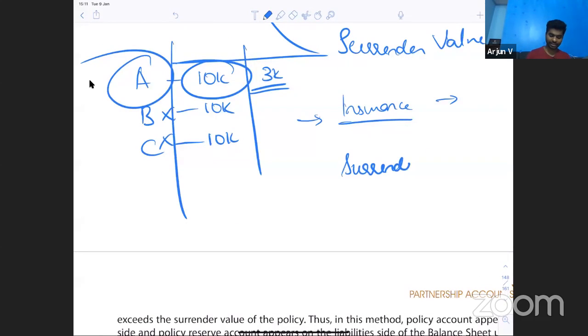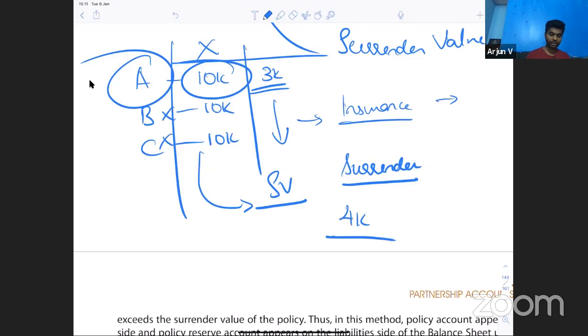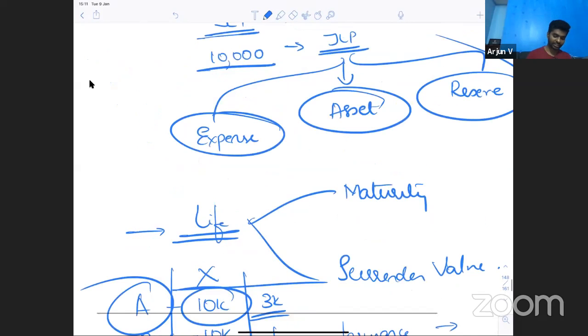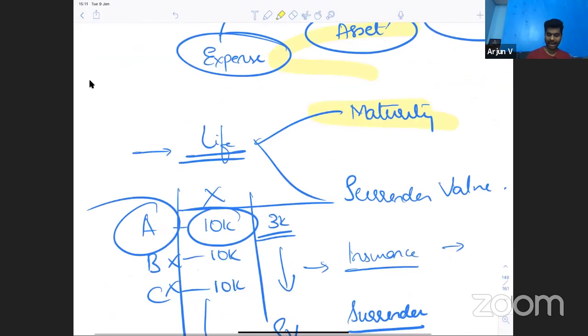What is the surrender value? At any point of time, when you say, boss, I don't want to wait till the time of the maturity, the insurance company is going to give you the money back. But what are they going to give? It's not going to be the maturity value, but something called a surrender value, which will be way lesser than the maturity value. So let's say 4,000 in this case, right? Only the partner who dies gets the maturity value of the insurance, and the surrender value is for the remaining partners.